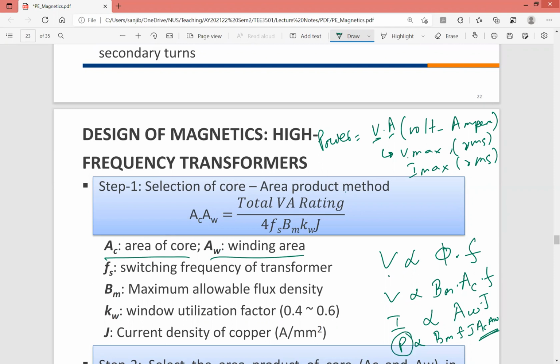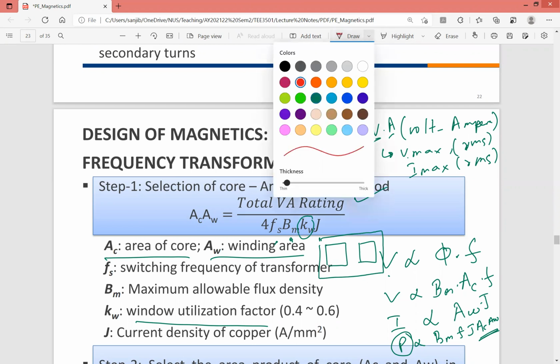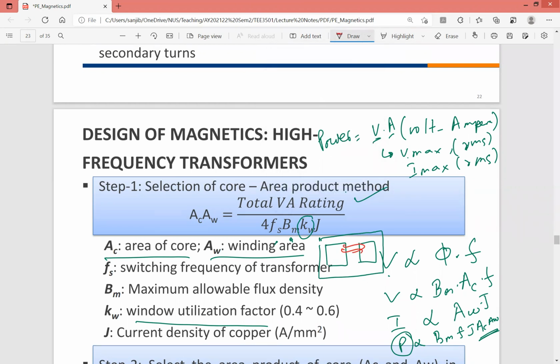Voltage times current. So if you know the power rating, divide that by the frequency, the maximum flux density, the J value, and there is one more term here, which is called the window utilization factor. What this means is, if you have a core, it has a window in which the windings are put. Let me briefly elaborate here. The windings will be put like this.